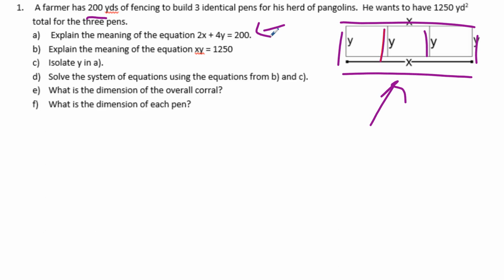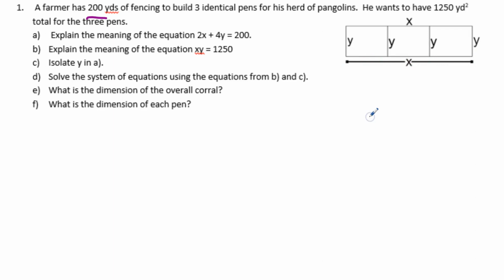Now, if I look at the next part of this, what is the meaning of x times y equals 1,250? Well, again, if I think about area of a rectangle, isn't area length times width? So in this equation right here, x times y, well, those are the length and the width of the big rectangle, and I'm told that I want to create a rectangle that has a total area of 1,250. So I know that the product of x and y is just the area.